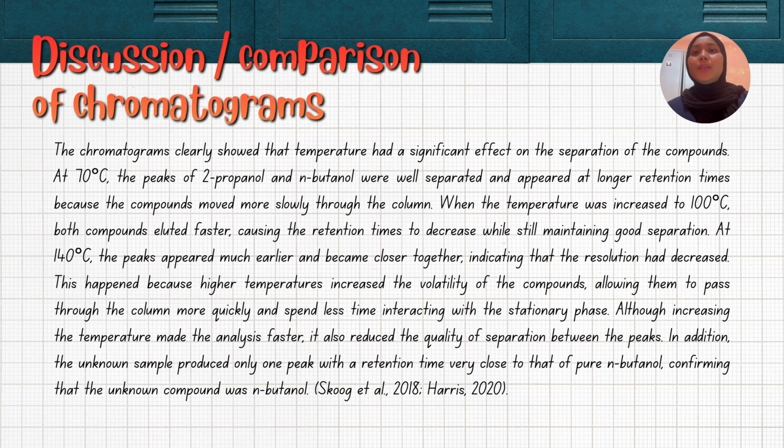Based on the chromatograms obtained, the temperature has a significant effect on both retention time and peak resolution. At lower temperature, compounds remain in the column longer and are separated more effectively. As the temperature increases, the retention time decreases because the compounds vaporize more easily and move faster through the column. However, the resolution between the peaks also decreases because the compounds spend less time interacting with the stationary phase. In addition, the chromatogram of the unknown sample confirmed that the unknown compound was N-butanol because its retention time closely matched that of pure N-butanol.